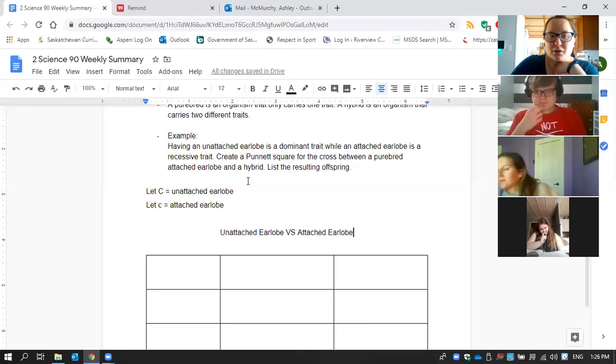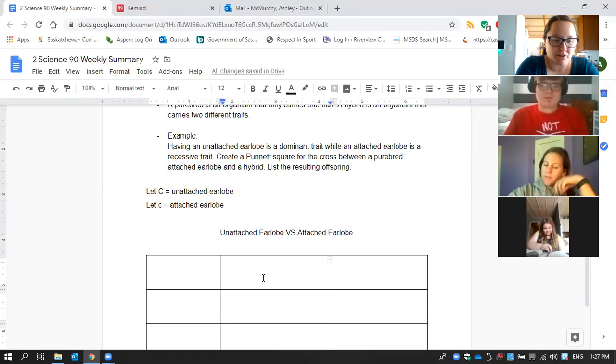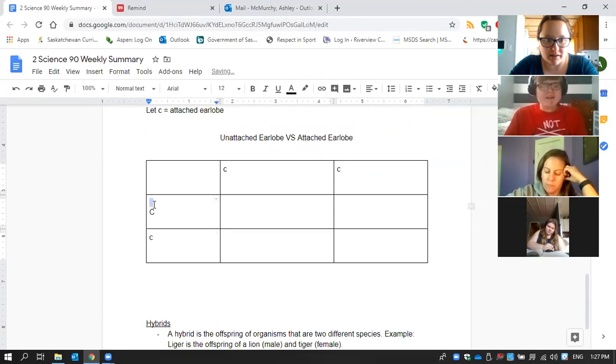Look at your let statements here. Are we going to use capital C's or little c's for a purebred? Capital. Okay, yeah. And so look here, we're working with attached earlobe, which we said here was a little c. So for your parent, you're going to have a little c and a little c. Then the next parent that we have is a hybrid, which means that it has one of each. So we have a capital C here and a lowercase c right there.